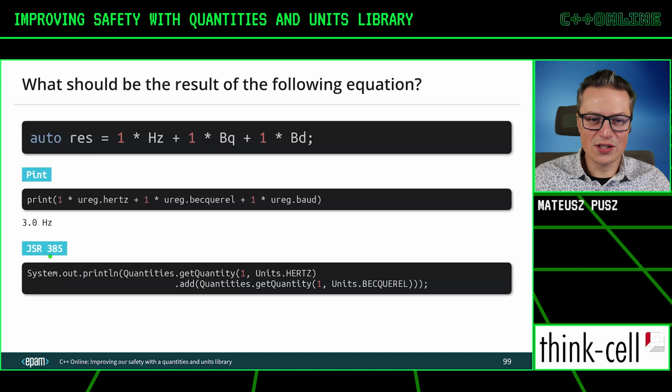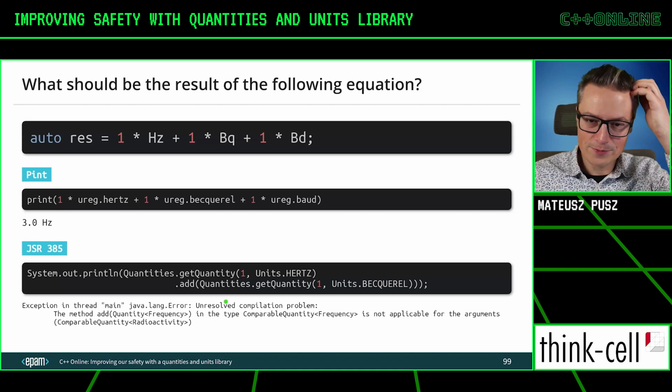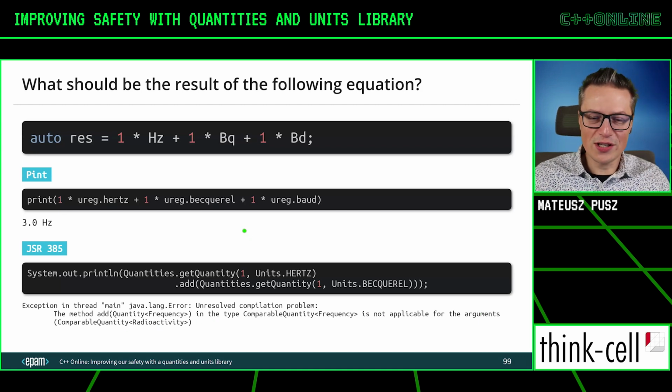And when I asked JSR 385 from Java, I got a really nice error message. Short one, stating that the method add on Quantity Frequency in the type Comparable Frequency is not applicable for the argument of radioactivity. It's a really nice error message and actually correct behavior. These things should not be added because they represent different quantities. We don't want to be able to mix them accidentally.